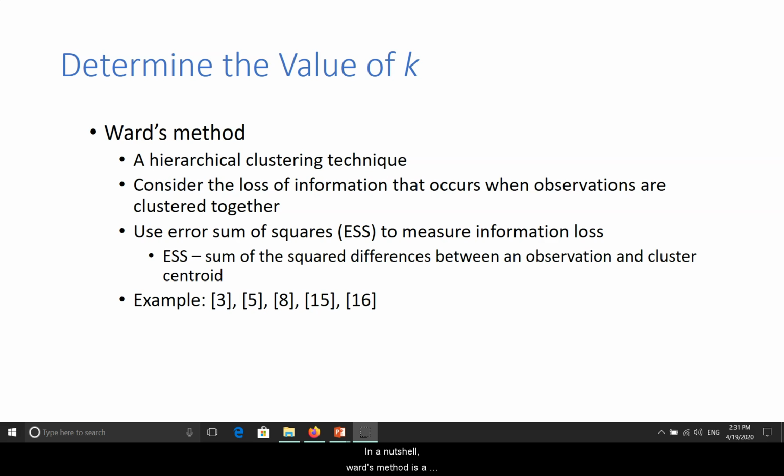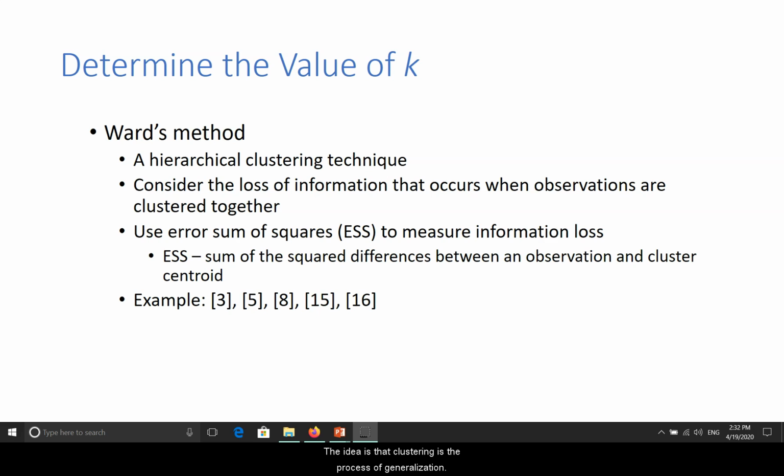In a nutshell, Ward's method is a hierarchical clustering technique which sequentially groups the observations into clusters. During every clustering step, it considers the loss of information that occurs when observations are clustered together. The loss of information is quantified using a measure called error sum of squares, or ESS. The ESS is computed as the sum of the squared differences between an observation and the cluster centroid.